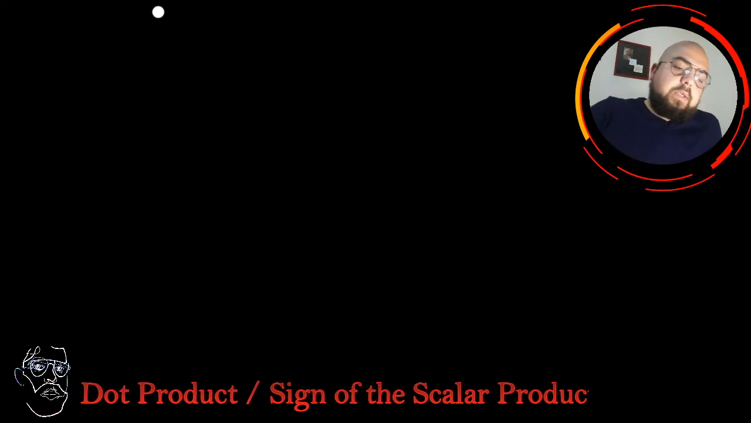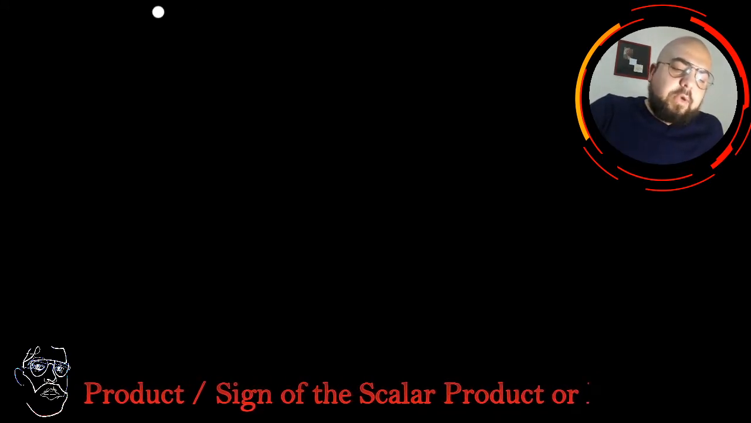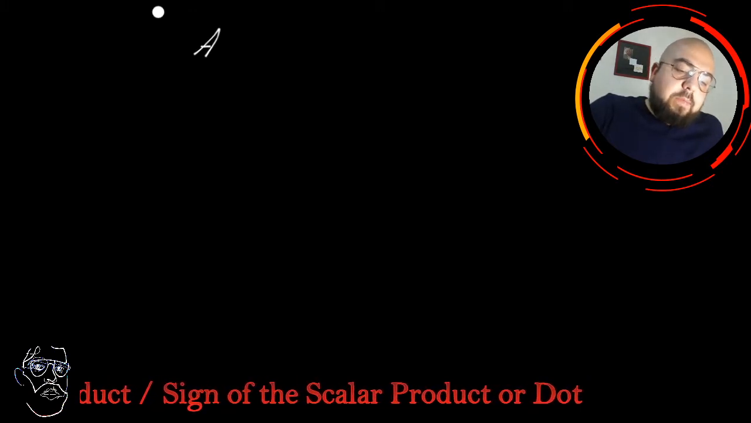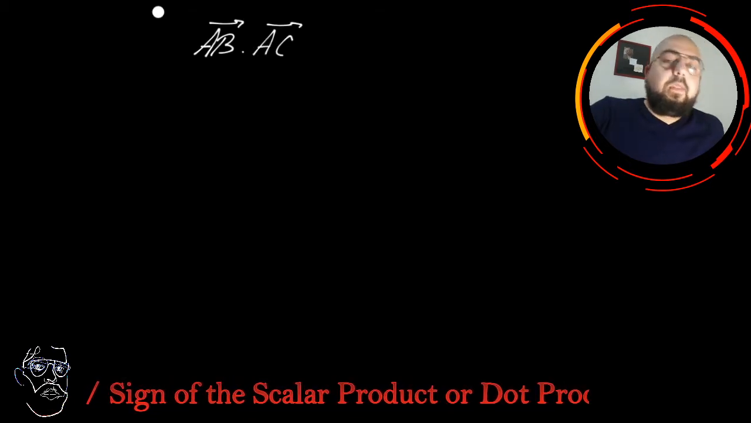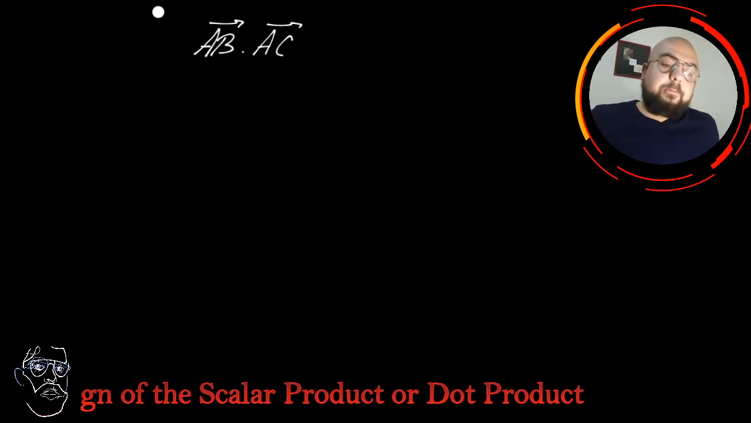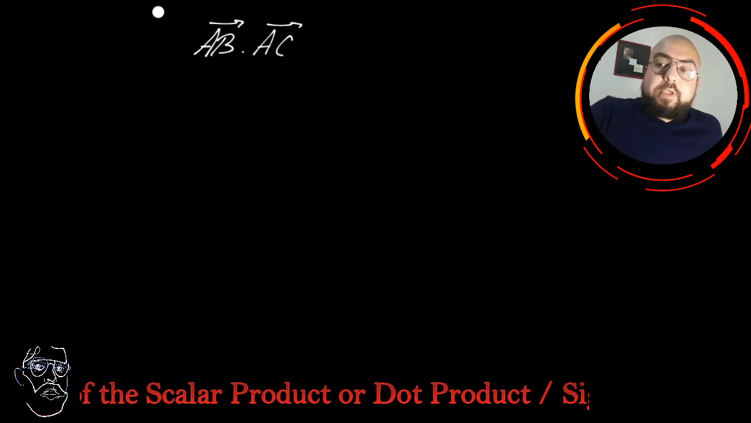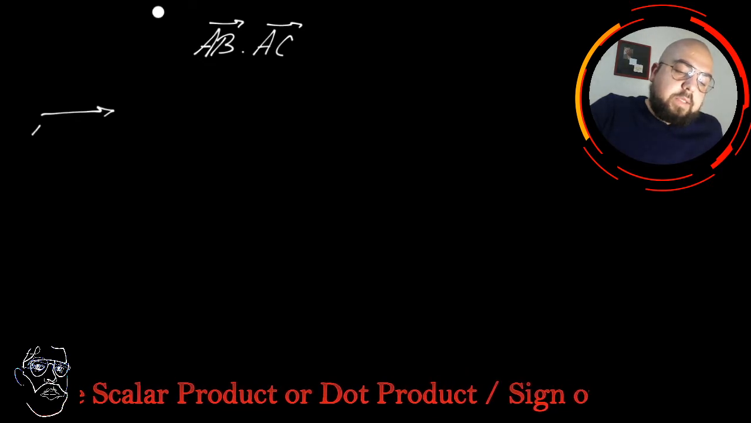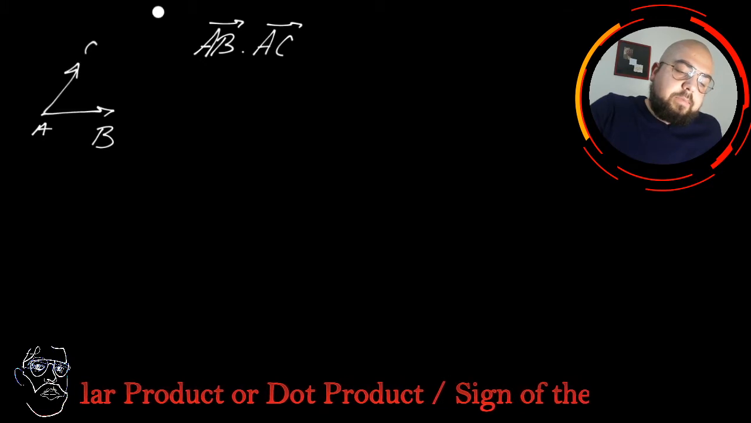I'm going to remind you that we have the scalar product between these two vectors, AB scalar AC. There are three main different cases that you can have between two vectors. So the first one is when you have, let's say this is AB and this is AC.